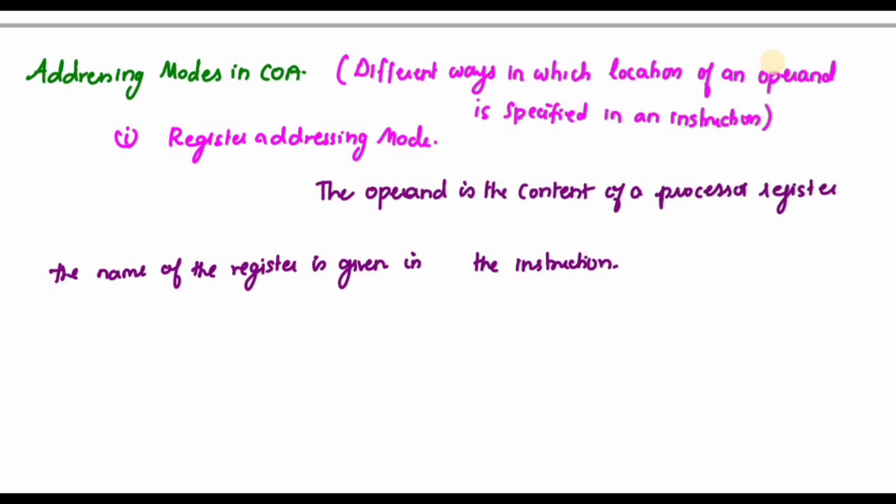First, let us discuss the register addressing mode. Here the operand is the content of the processor register. The example for this is MOVE R2, R3. This is an instruction, where the operand is the content of the processor register and the name of the register is given. R2 and R3 are processor registers, and the content of R2 is moved to R3. Next one is CLEAR R0, which means I'm going to clear the value of R0.